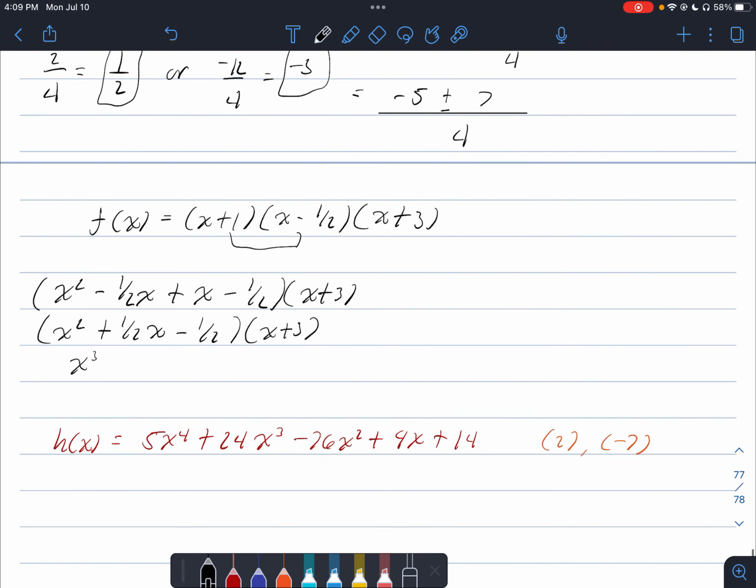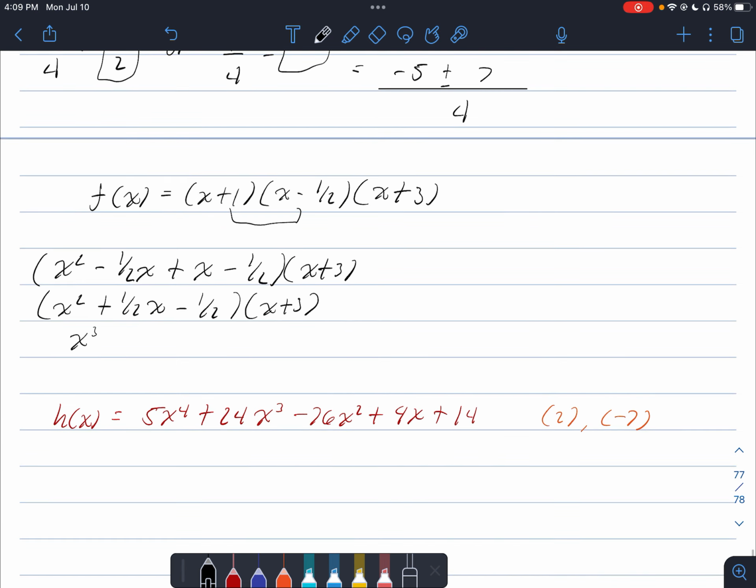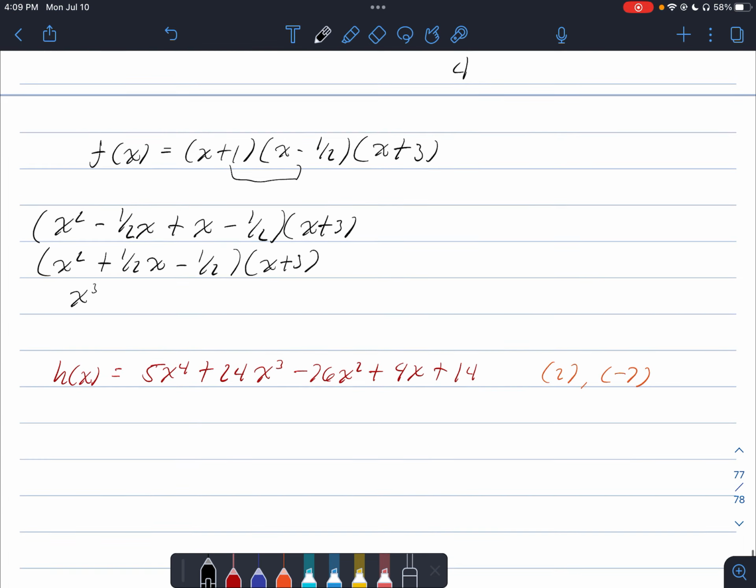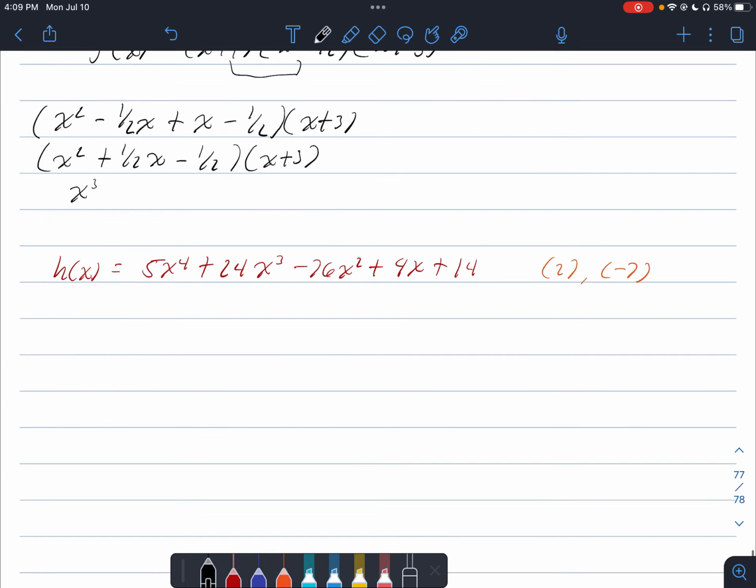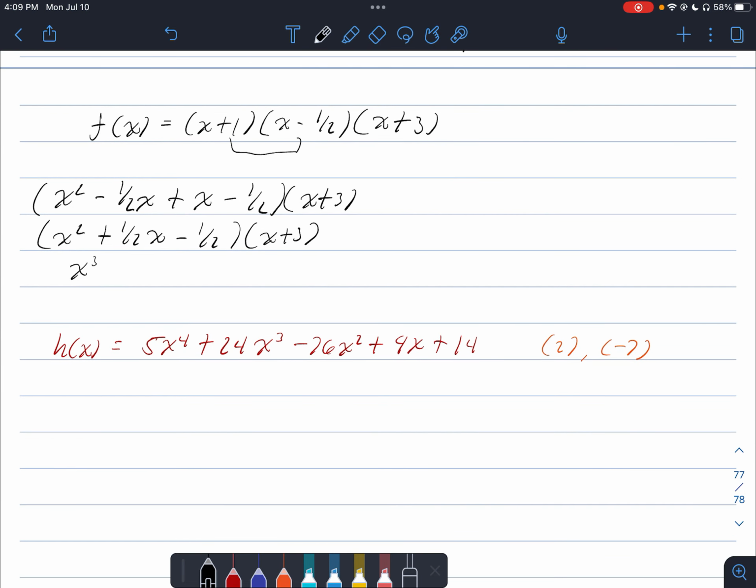Wait, where's the mistake? We made a mistake here somewhere. Let's double check this. Let's see. Oh, I know where we made it. It's not really a mistake. It's just the way we were writing all of this. We can also write, sorry, this is relevant here. Okay. So if you're going to check your work, sometimes you have to be careful about this.